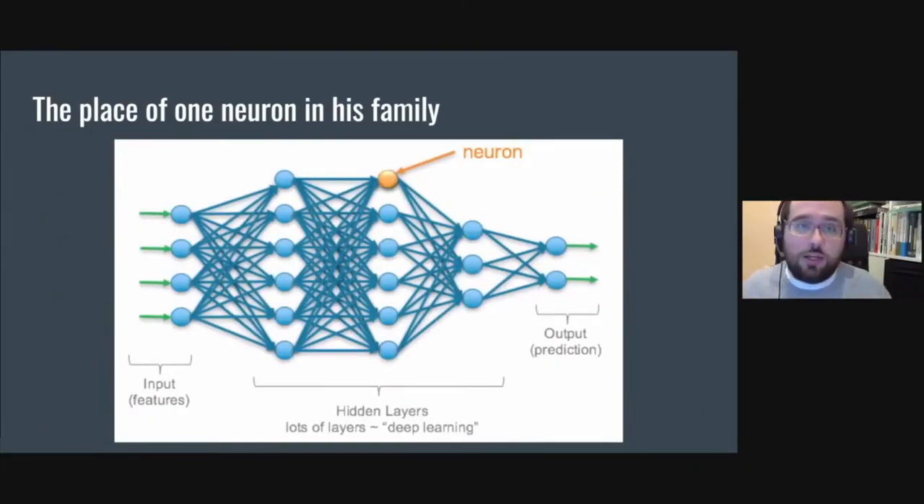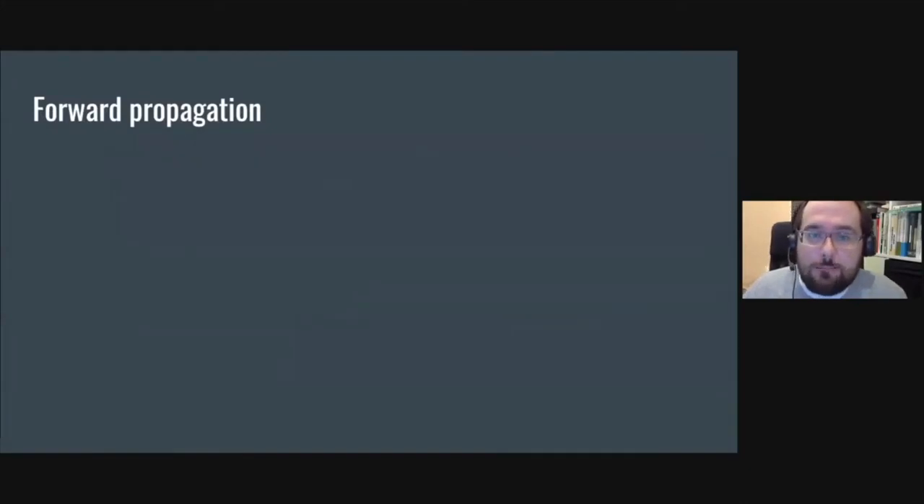So let's talk about placing one neuron in its family. All neurons with the same characteristics are united in groups known as layers. And all neurons from a layer have as inputs the neurons from the previous layer. On this slide, you could see a simple feed-forward network produced from a few flat layers, known as dense layers. What does forward mean here? Let's discuss.